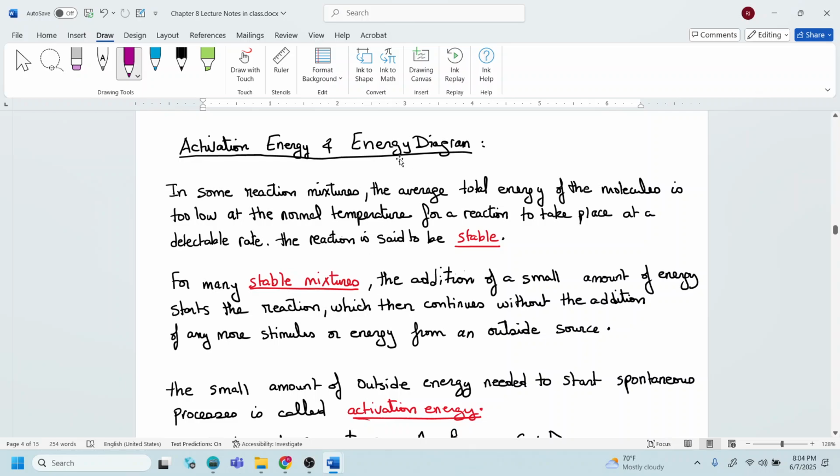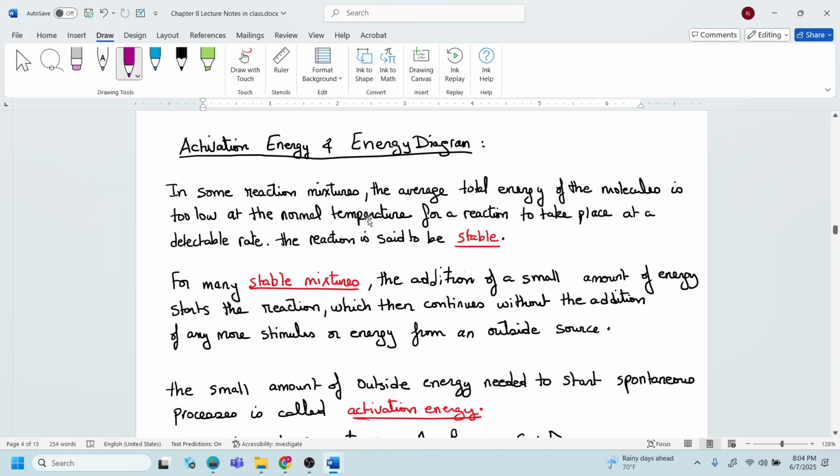Now, to go over chemical reactions and how fast they happen, we need to explain the energy diagram and the activation energy. So to start, the term stable requires the use of a minimum amount of energy. Whenever we talk about stability, we're talking about low consumption of energy. And the term stable reactions means that the energy required for the reaction to happen is low at a normal temperature.